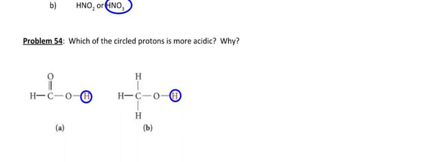Finally, which of the circled protons is more acidic? Here are the 2 circled protons, all right? So which one's more acidic? You think about it and let me know. If you said A is, you're right. Why? Because it has 2 oxygens. Remember what we said earlier, the more oxygens, the weaker the OH bond, the more easily the H is going to come off, the more acidic it is, all right? So there are 2 oxygens pulling away on those electrons, making it more acidic.